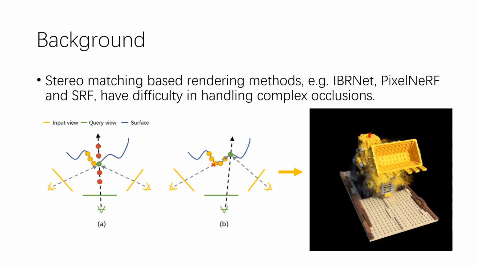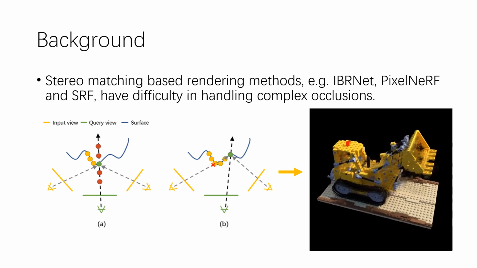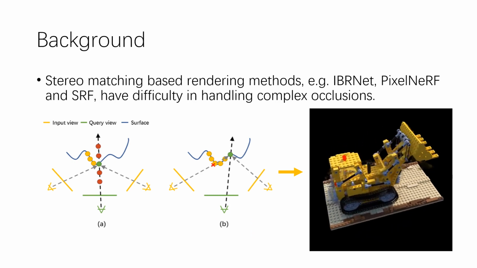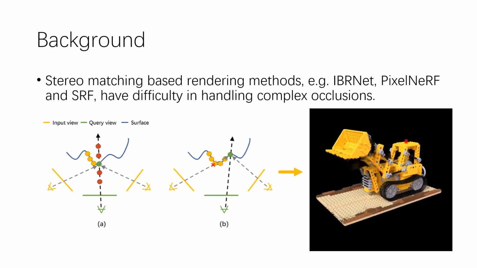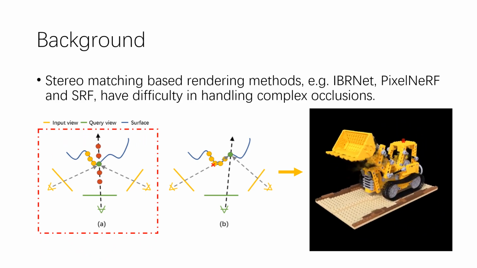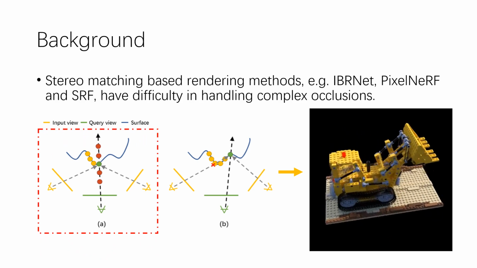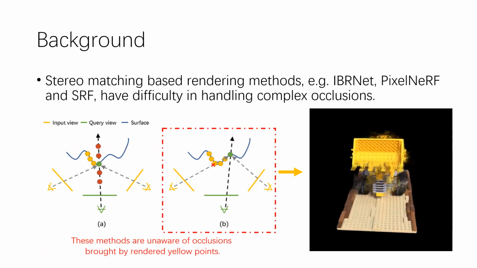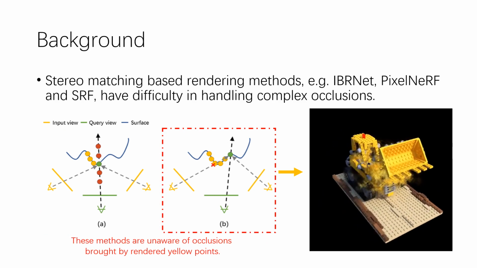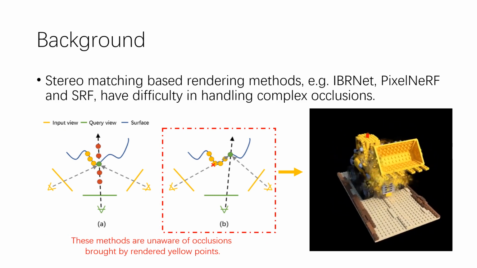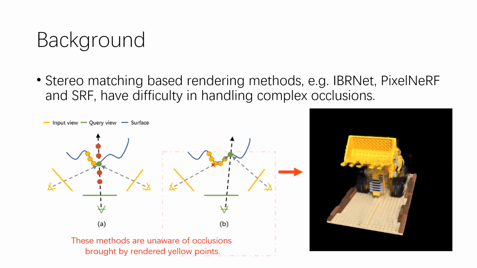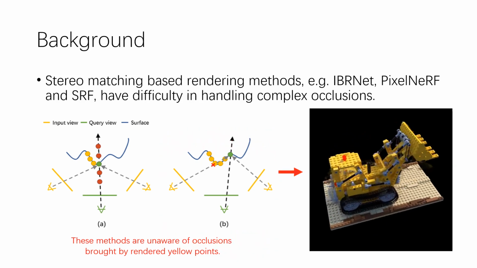Recent works like IBRNet, Stereo Radiance Field, and Pixel-NeRF use stereo matching to build rendering frameworks that can generalize to unseen scenes. For example, in Figure A, these methods check the local feature consistency of two input views to find a surface for rendering. However, when occlusions occur in Figure B, they suffer from view inconsistency, so they are unable to correctly identify the surface, even when the points that cause the occlusion are previously rendered points. Thus, obvious artifacts may occur when there are severe occlusions.